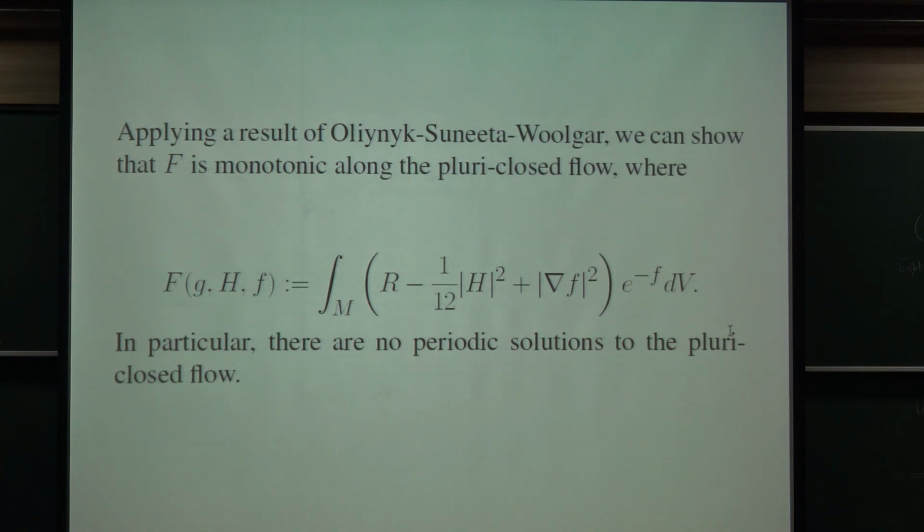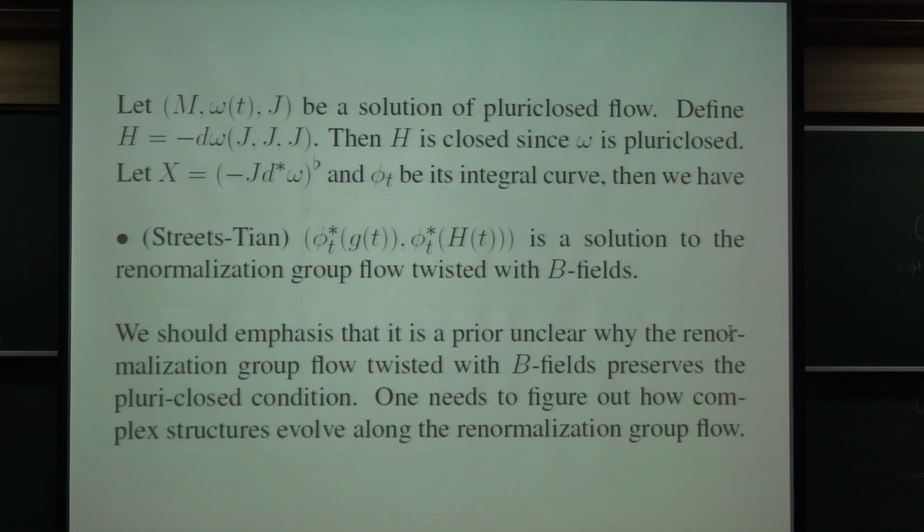Then applying a result, we can prove this is a gradient flow. Okay, because the renormalization group flow twisted with B fields is a gradient flow. So basically, the renormalization group flow is a Ricci flow twisted by B fields, that means you put in some twisting terms. Okay? You can twist it with Yang-Mills. You can twist it with B fields. Anyway, you can think of those as some fields, okay.